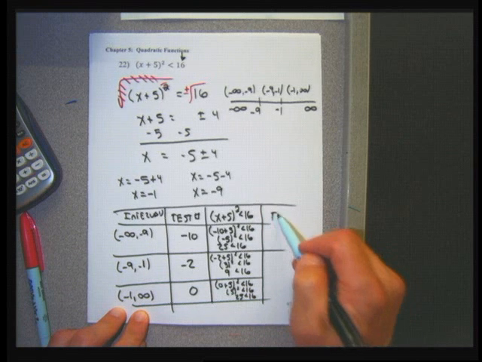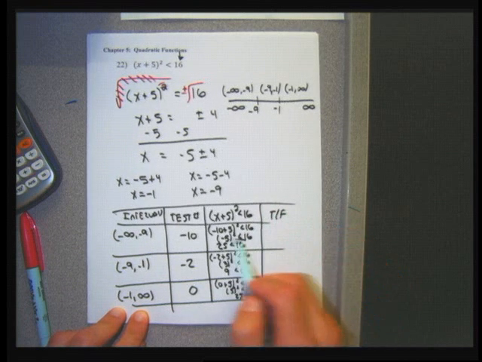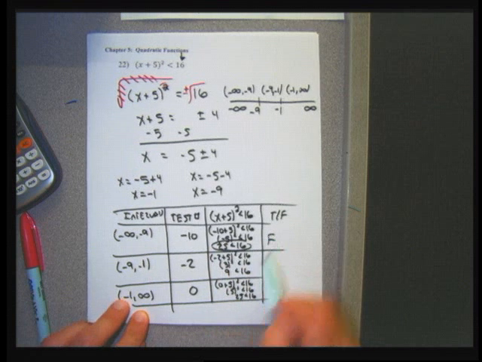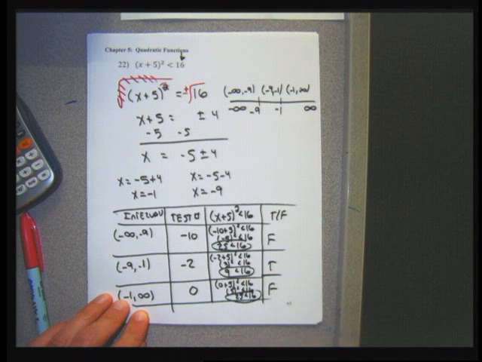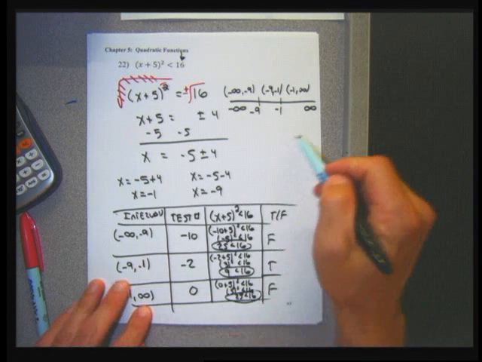Now I need the true-false column. 25 is not smaller than 16, that's false. 9 is smaller than 16, that's true. 25 is not smaller than 16, that's false. My answer is the true interval.